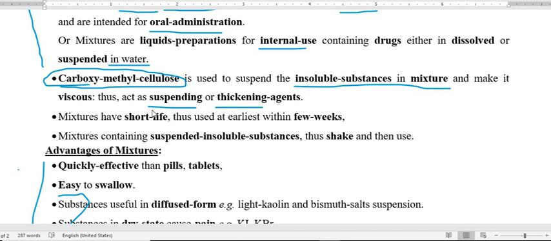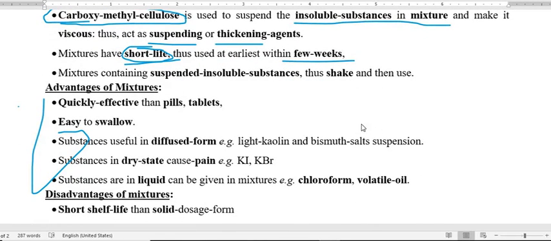Now the important point about the mixture is that usually mixtures have a very short life, about a few weeks. So this is interesting. Why? Because you have kept these chemicals together in liquid form. So liquid drugs usually have a short half-life. Not only that, the substances that we are using in this mixture are usually insoluble, and therefore the life is short, and it is only going to be kept for a few weeks. So this is very important.